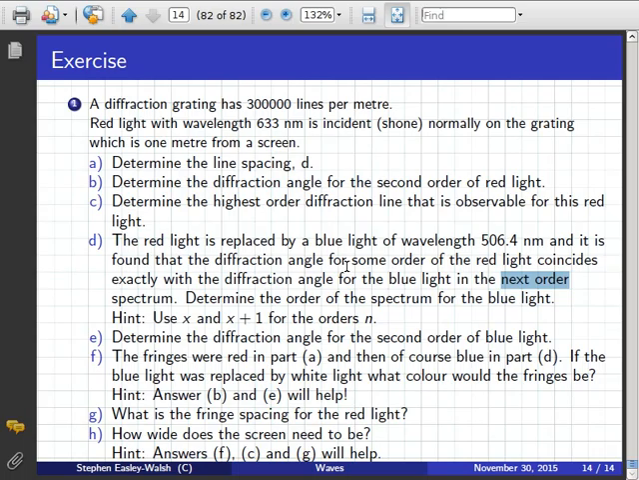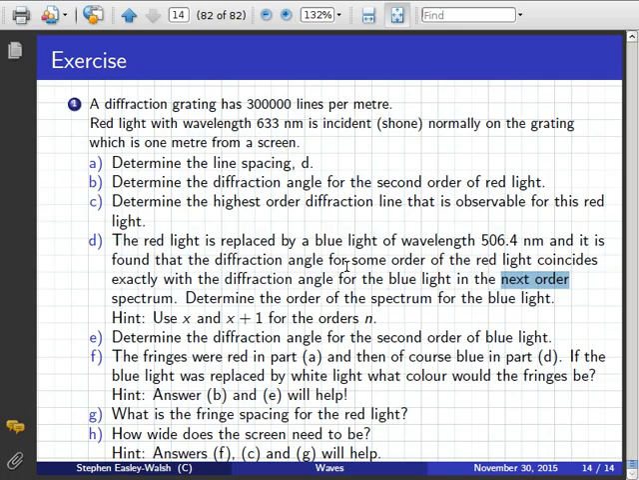There's a lot of ugly English in that, okay? So the red light is replaced by a blue light, and it's found that the diffraction angle for some order of the red light coincides exactly with the diffraction angle for the blue light in the next order. What is this order for the blue light? And my hint is to use X and X + 1 for the orders. So you probably want to write that down, all that English. I know, it's a lot.